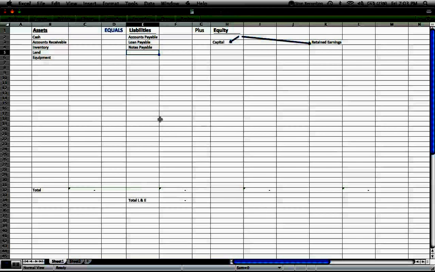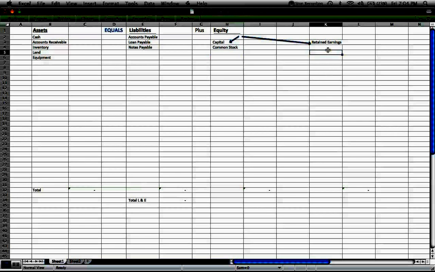Now let's move to equity. Equity can be divided into two pieces: capital and retained earnings. Okay. Capital is the investment that the owners made in the company. The most typical type of capital is called common stock, at least it is for a corporation. And there's also other types of stock. There's something called preferred stock that we will take up later on.